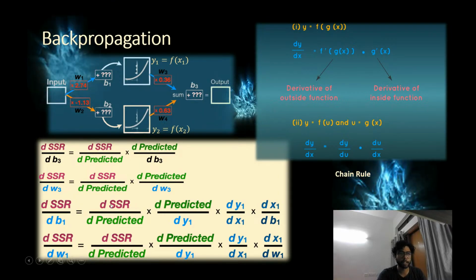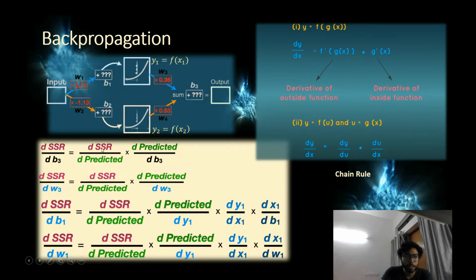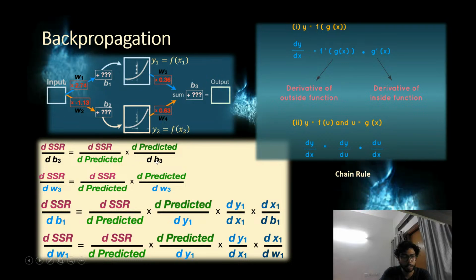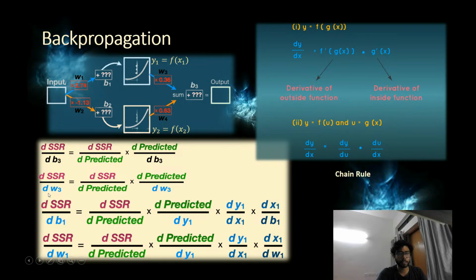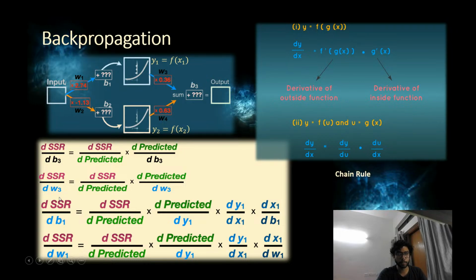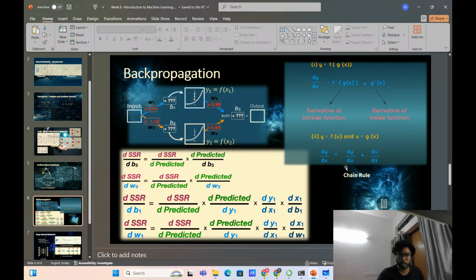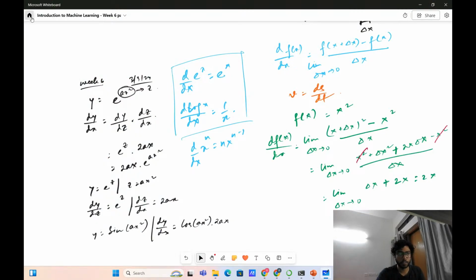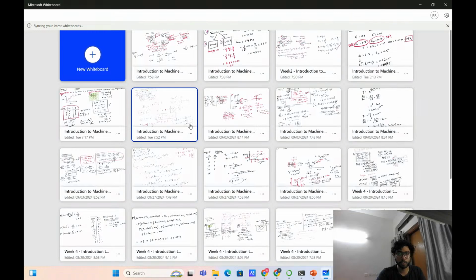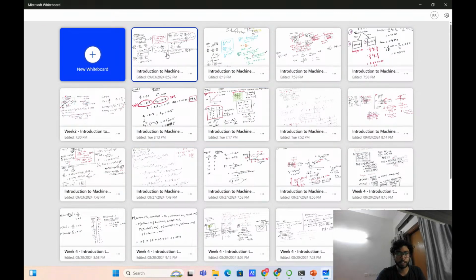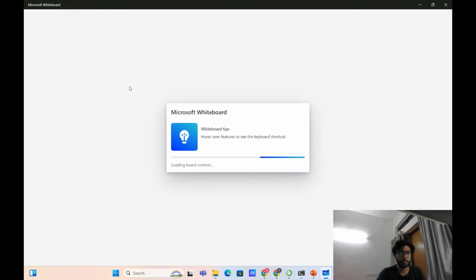So that's what we do, and we do it using this chain rule, right? So for example, d of SSR with respect to B3 would be d of SSR with respect to predicted times d of predicted with respect to B3, right? So similarly, you can see the derivative of SSR with respect to the other weights, W3, B1, W1, right? So now let me explain how, using the chain rule, we can get to this.